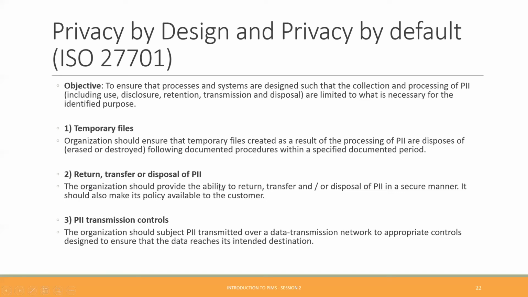You'll have to ensure a process so that whenever there is a return, transfer, or disposal of PII, that process is defined and it is done in a secured manner. And whenever data is transmitted between the processor and the controller, or between the data principal and any stakeholder, you'll have to ensure that this transmission is secure. You'll have to focus on these things when designing. At the time of design itself, we need to ensure that these things are taken care of so that it does not allow the person to do it in a different way. This is what is expected as part of 27701.